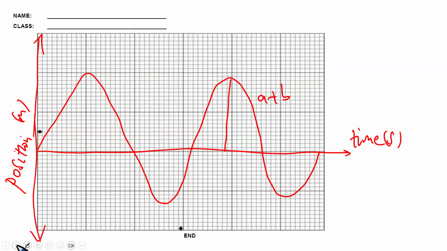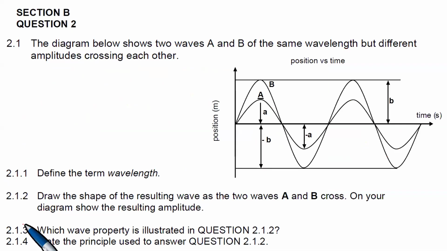Let's look at the next question. Which wave property is illustrated in question 2.1.2? Who wants to answer that one quickly? If they ask you this in the exam, what are you going to say? What is the wave property illustrated in question 2.1.2, where we drew the graph? Anyone who knows?